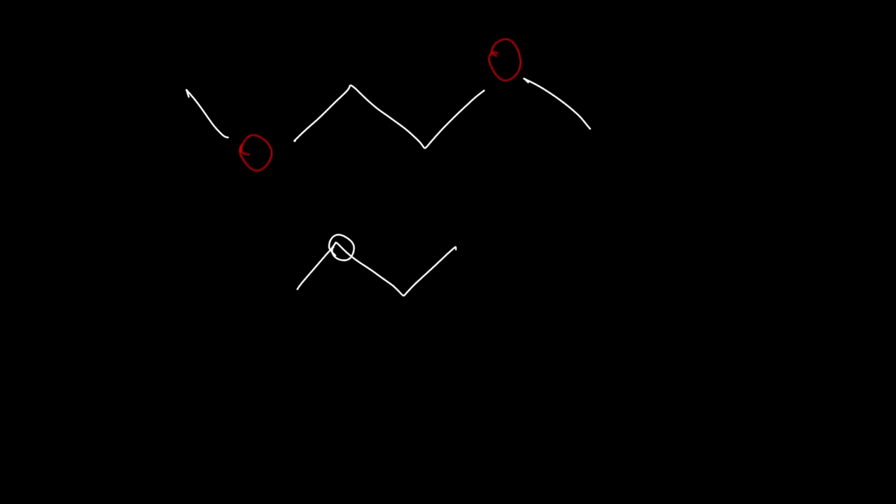Now, what if we have an ether where we have more than one oxygen on it? What do we do in this case? So once again, you're going to have to find the longest chain, which is in the middle here. Notice we have 2 carbons in the middle, and then we have an oxygen with a CH3 and another oxygen with a CH3.